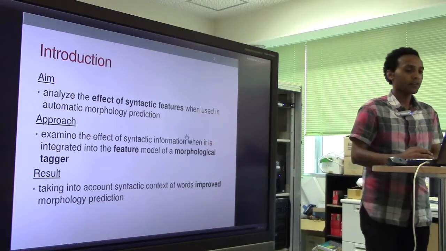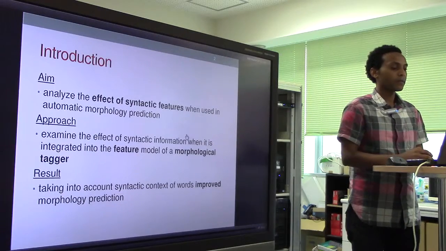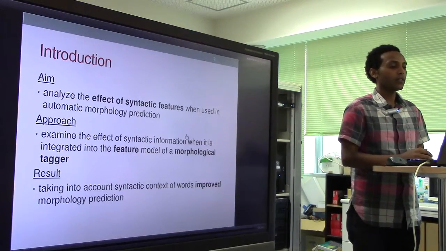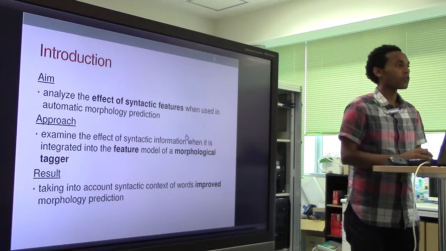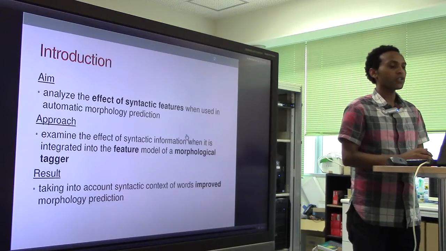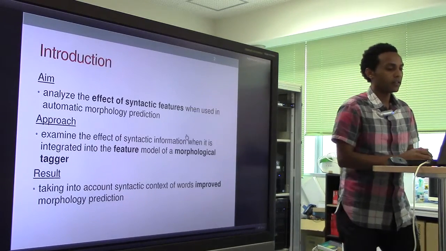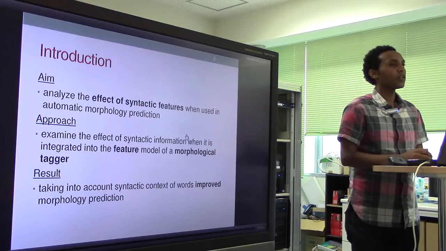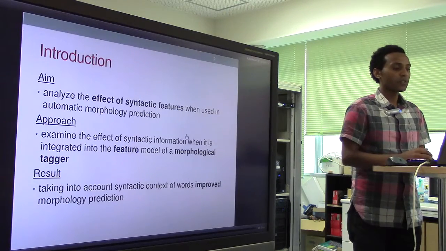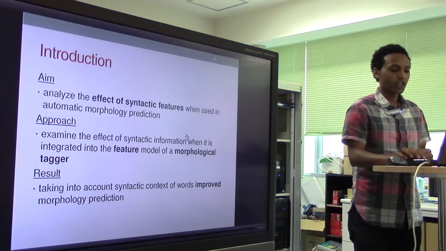So the approach the authors chose was to examine the effect of syntactic information when it is integrated into the feature model of a morphological tagger. Generally, the approach they followed resulted in an improved morphological prediction.